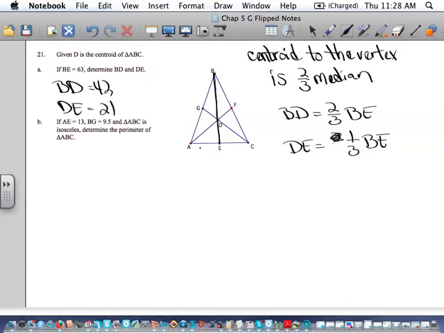If AE is 13, BG is 9.5, you know G's a midpoint. You're also told it's isosceles, so you know that each of these are also 9.5. E's a midpoint, that's 13. Therefore, the perimeter is equal to 64.